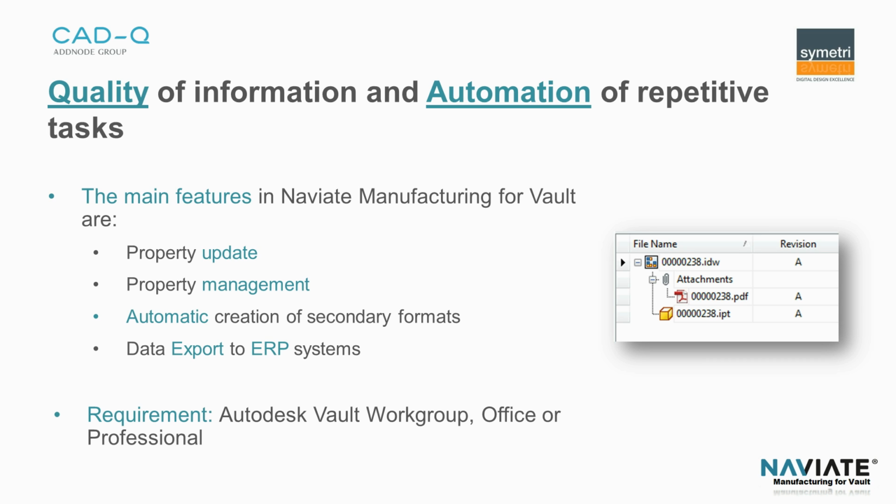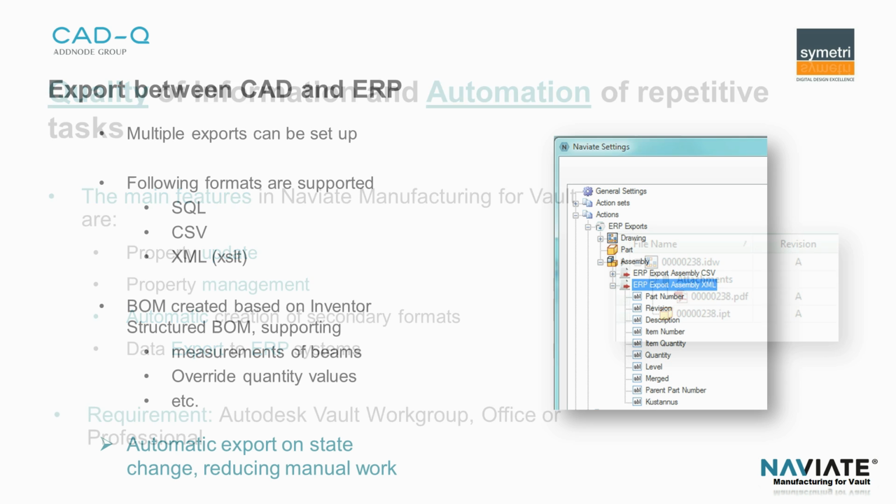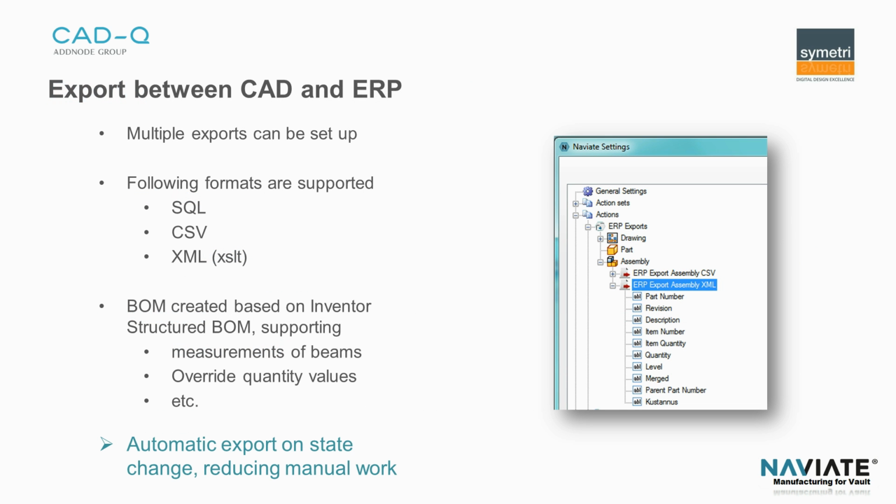In this video we're going to be looking at the data export to ERP systems, so how to get the bill of materials out of Inventor so that we can import it into other systems. Within Naviate Manufacturing for Vault, we can do the data export in three different ways. We can do a SQL export, a CSV export, or an XML export. And we can set up as many of these exports as we require with different properties and different parameters associated with them.